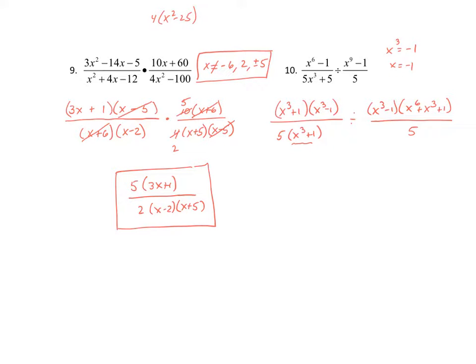So left-hand numerator, I've got two sets of cubes problems. One sum of cubes and one difference of cubes. So I'll factor sum of cubes first. X plus 1 times x squared minus x plus 1. And the x to the 3rd minus 1 will factor as x minus 1 times x squared plus x plus 1. And that will be over 5 times x plus 1 times x squared minus x plus 1.